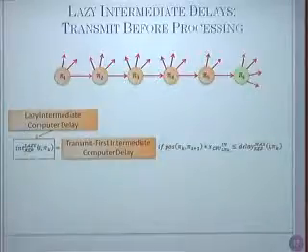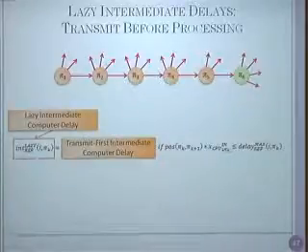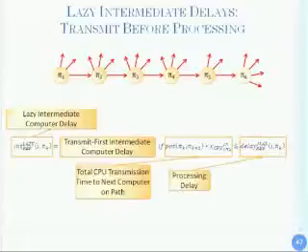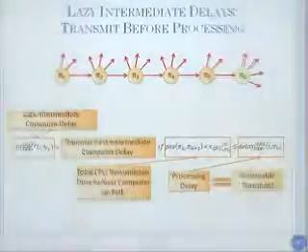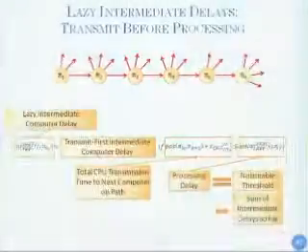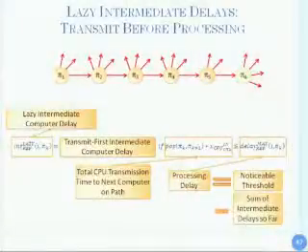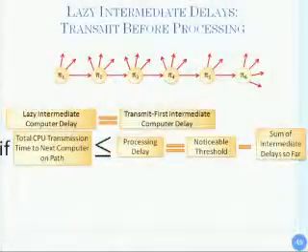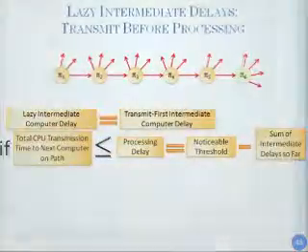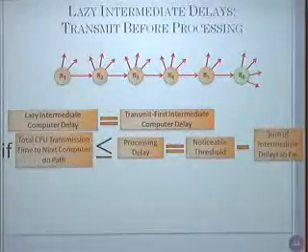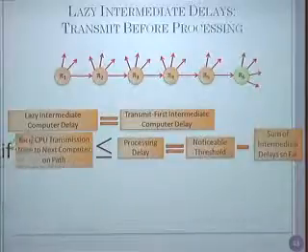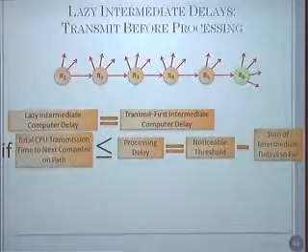And basically, it's going to occur when the total CPU time required to transmit the command to the next computer in the path is less than the maximum allowed processing delay. Now, this processing delay is equal to the noticeable threshold minus the sum of the intermediate delays encountered so far. Okay. So I've tried to clean this up a little bit. What we have is that if the processing delay is larger than the total CPU transmission time required to transmit to the next computer in the path, then the lazy intermediate delay is equal to the transmit first intermediate delay.